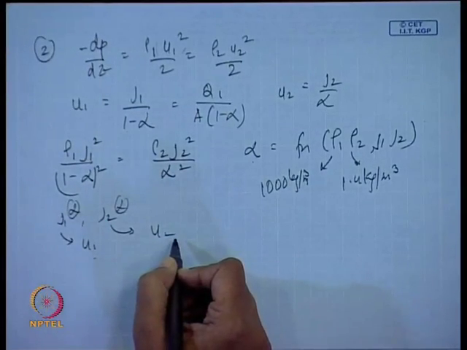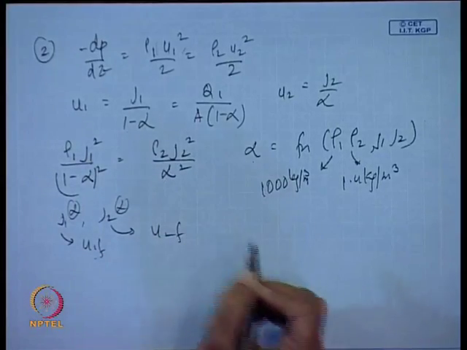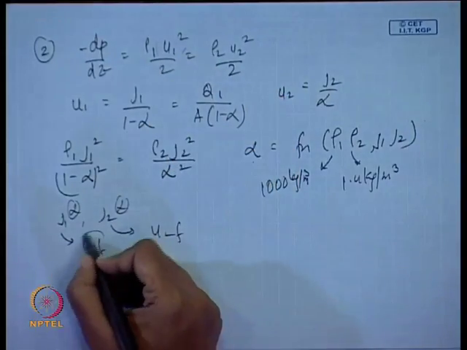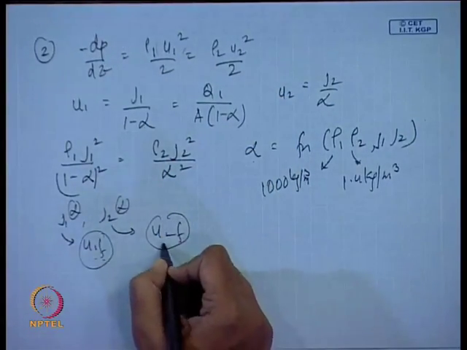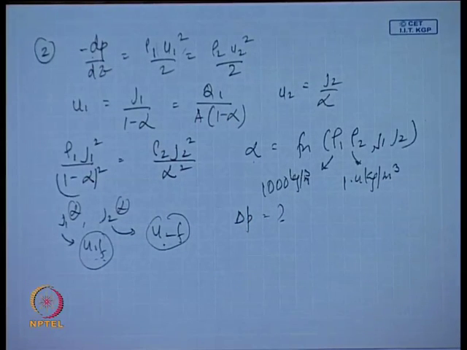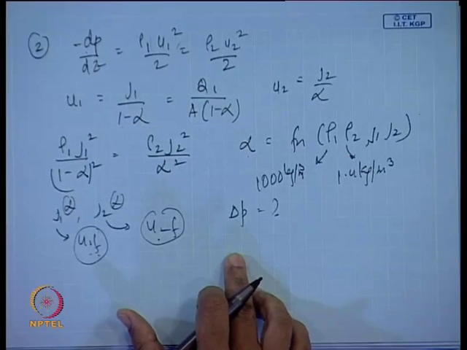Once you find U1 and U2, these are U1F and U2F, because U1 and U2 initially were 0, correct. So, from there you can find U1F, U2F. Once you know these two, using this equation you can find out delta P, agreed. So, in the next class I would like you to come up with values of U1F, U2F as well as delta P, both for large forces such that it suppresses relative motion, and for almost no forces such that there is a lot of relative motion. Under both conditions I would like you to solve it and come up with the answers.